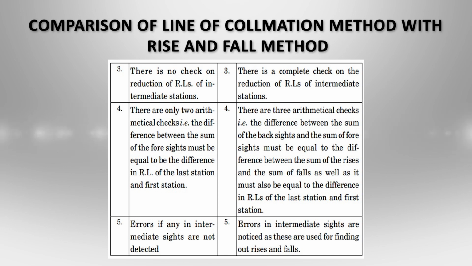Height of instrument errors, if any, in intermediate sights are not detected, but in the rise and fall method errors in intermediate sights are noticed, as these are used for finding out rises and falls.